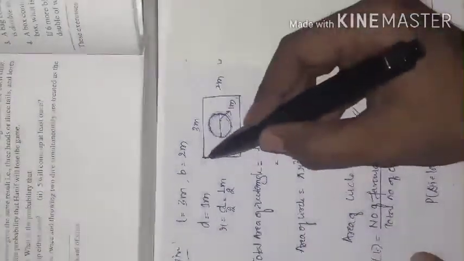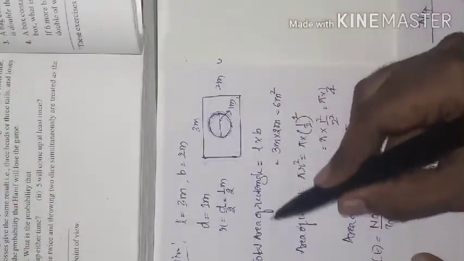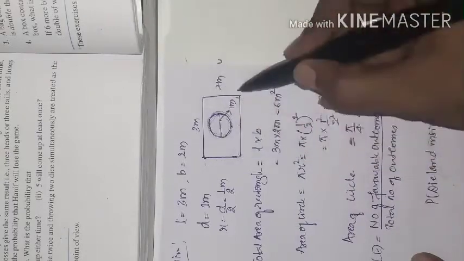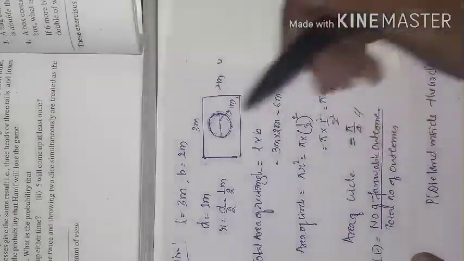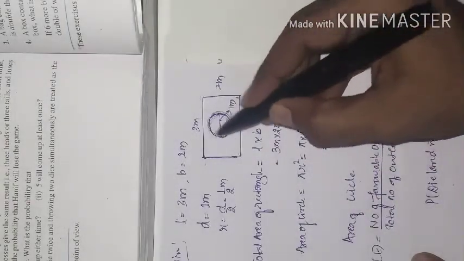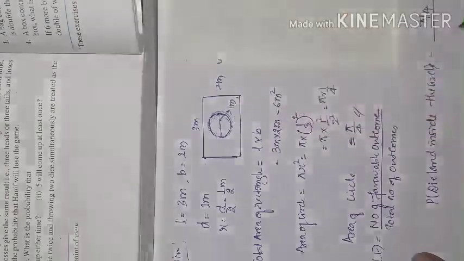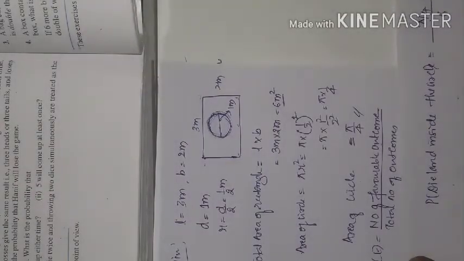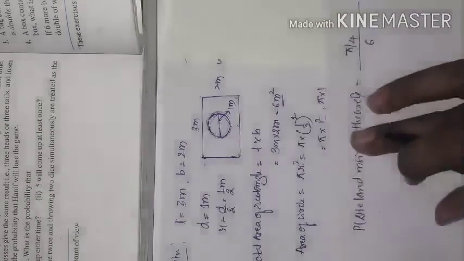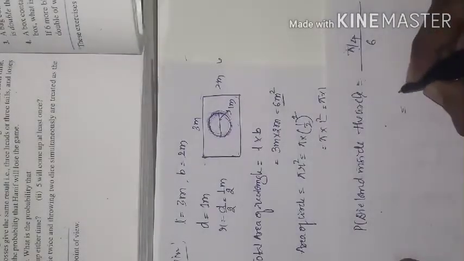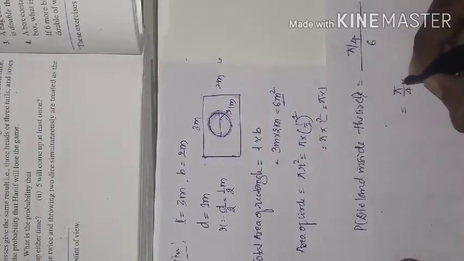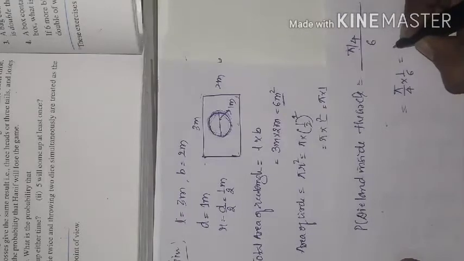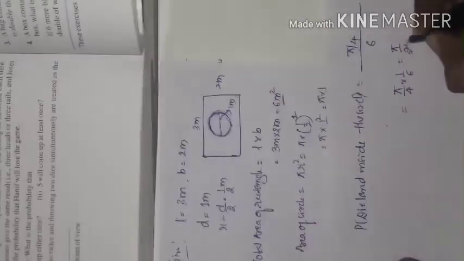Total number of outcomes is a rectangle. Total area of rectangle: when I roll a die, it should fall inside this rectangle, inside this circle. So the number of favorable outcomes is pi by 4, and the total area of the rectangle is 6. So when I take the reciprocal, pi by 4 into 1 divided by 6 equals pi divided by 24.